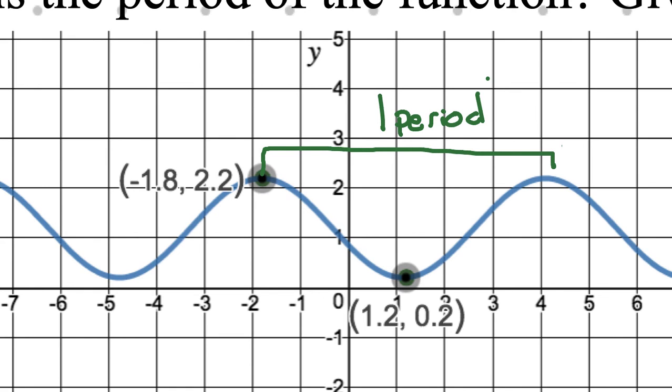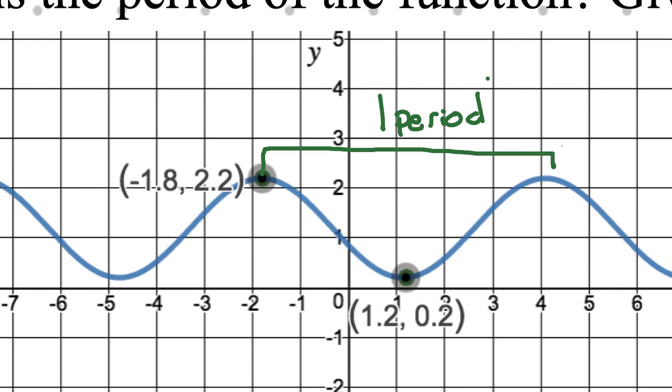Yes? Is it the same either direction? Either direction, yeah. I could have come to this max over here. That's also one full period, exactly. Or I could have done from here to here. That's a full period. As long as you're at the same height, one full cycle, that is one full period.